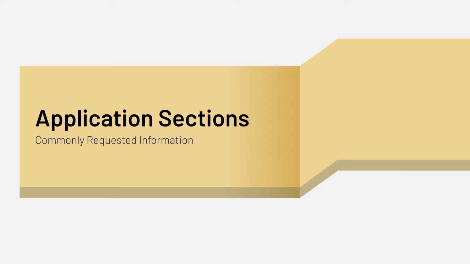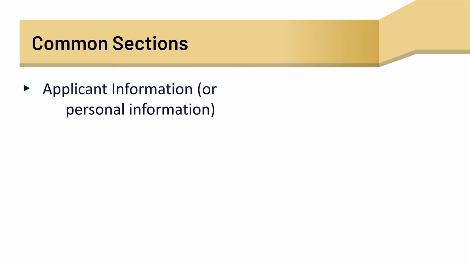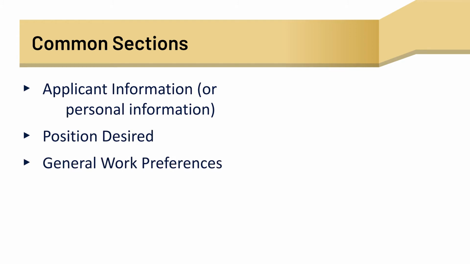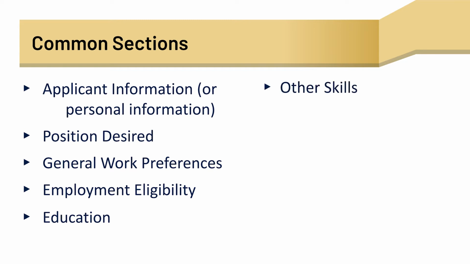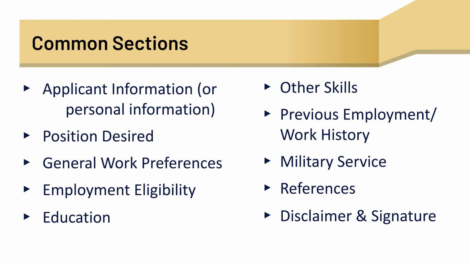Now let's talk about each of the sections of an application. I want to point out that various sections may be titled differently from company to company. You will note this as you apply for various jobs. The sections we will be covering are applicant information or personal information, position desired and general work preferences, employment eligibility, education, other skills, previous employment or work history, military service, references, and disclaimer and signature.